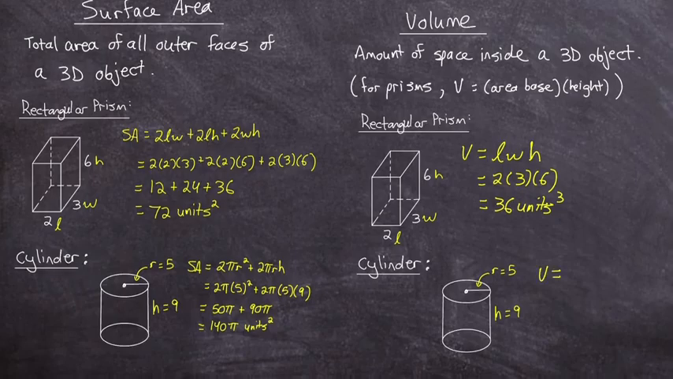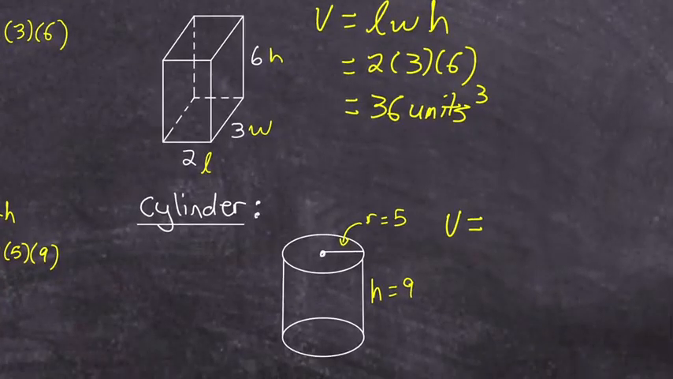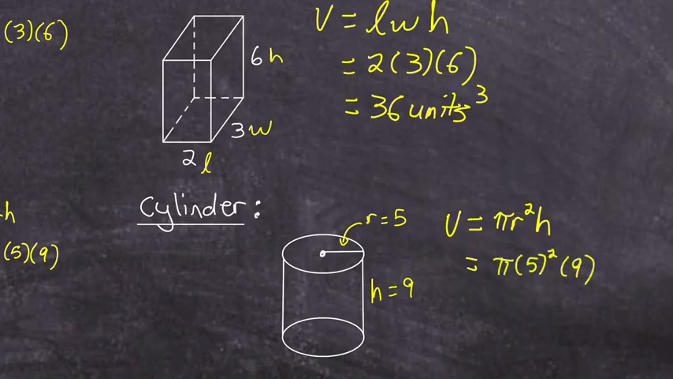And for a cylinder, if I want its volume, well, a cylinder, let me zoom in a bit here again. A cylinder is a type of prism where the base is a circle. So to find the volume, I need the area of the base, which is pi r squared, then that gets multiplied by the height. So pi r squared h finds you the volume of a cylinder. If I sub into this formula, I get pi times 5 squared times 9, which is 225 pi units cubed.